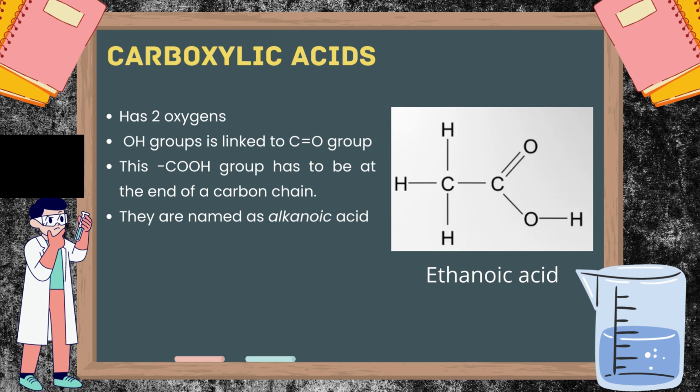On to the next functional group, we have carboxylic acids. Carboxylic acids have a carbonyl group bonded to a hydroxyl group. It has two oxygens, O single bonded H and C double bonded O groups on the same carbon atom. This COOH group has to be at the end of a carbon chain, and they are named as alkanoic acid, and therefore the organic structure of this compound is ethanoic acid.